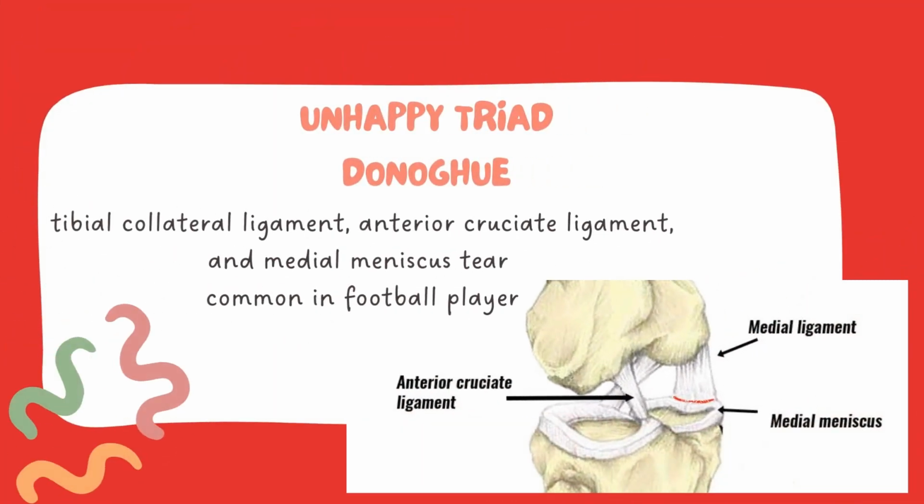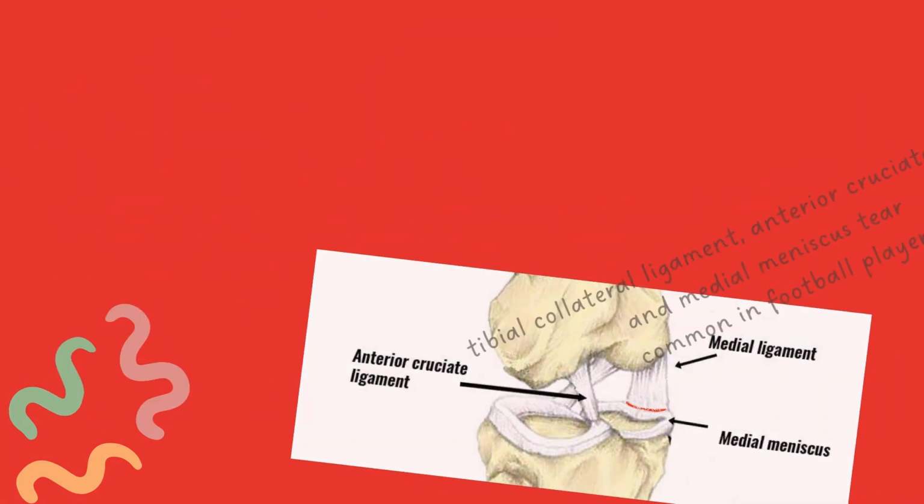Let's talk about the unhappy triad. This is also known as O'Donoghue's triad. This injury involves the tearing of the tibial collateral ligament, anterior cruciate ligament, and the medial meniscus, and it's commonly seen in football players due to a sudden twist or impact to the knee.